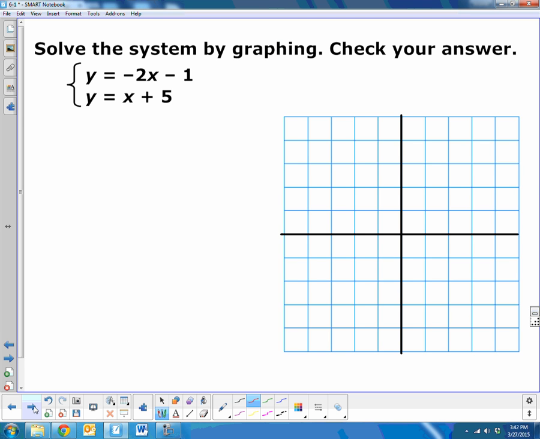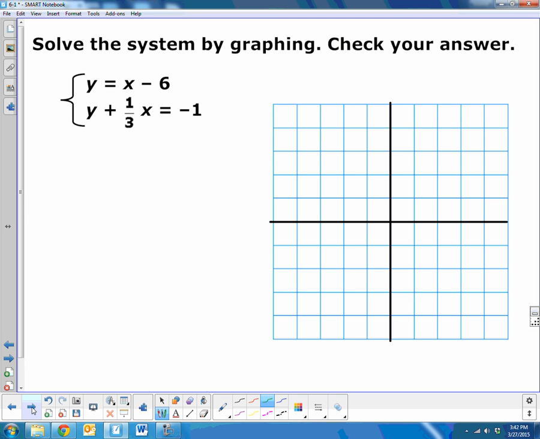Try this one on your own. Graph it, find the solution, check your answer, make sure it works. I'm assuming you graphed it, I'm assuming you found the answer, I'm assuming you checked it. The solution to this one is negative 2, 3. Again, if you did not get that solution, make sure you watch the linked video and see how it's done.